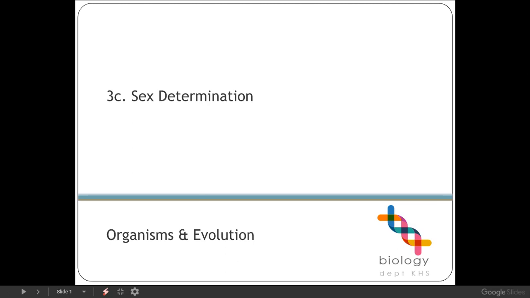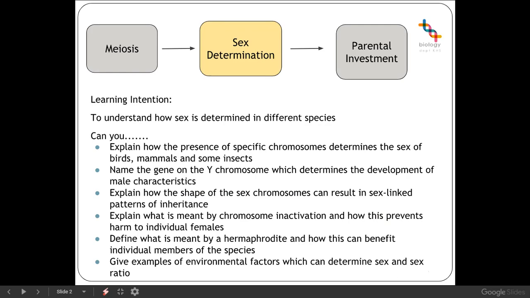Hello and welcome to this lesson for Advanced Higher Biology, which will be looking at sex determination. So what we're looking at is to understand how sex can be determined in different species. And you need to be able to explain how the presence of specific chromosomes can determine the sex of birds, mammals and some insects. Name the gene on the Y chromosome, which determines the development of male characteristics.